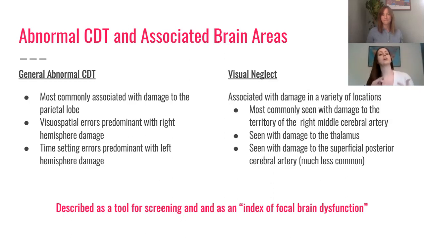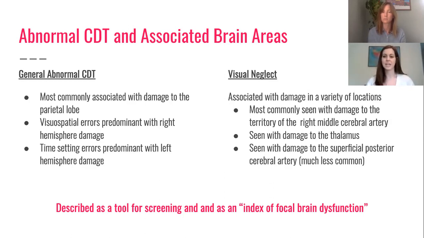So starting with general abnormal results, they're most commonly associated with damage to the parietal lobe of the brain. When you're testing the clock, visuospatial errors are really common and predominant with right hemisphere damage. And then time setting errors are common and predominant with left hemisphere damage, which I think is really interesting. It goes back to our lecture on lateralization and how each side of the brain does different things.